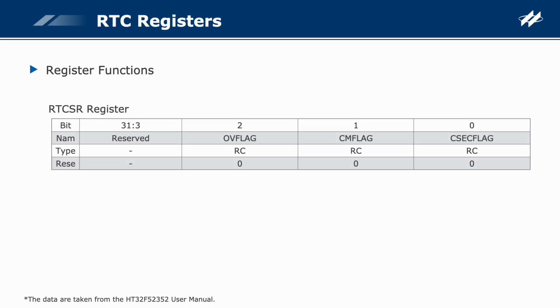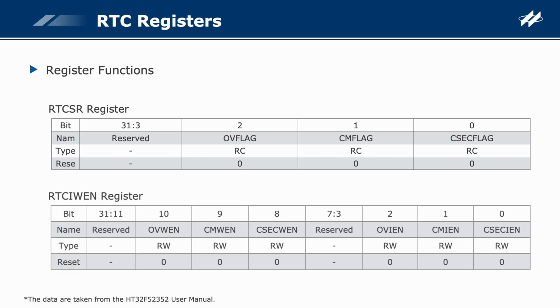The RTC status register, RTCSR, stores various RTC flags, such as counter overflow flag, compare match flag. Reading this register and checking the specific status flag bit can determine whether the corresponding event has occurred. The RTC interrupt and wake-up enable register, RTC IWEN, is used to enable or disable RTC interrupts and wake-up functions.